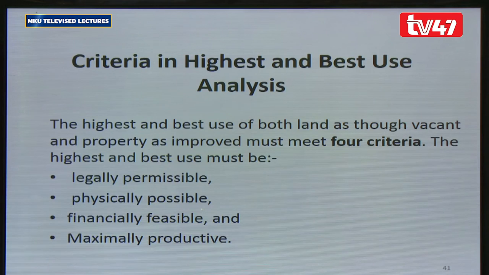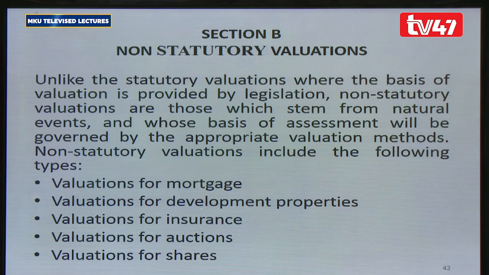Then the criteria in highest and best use of property. The highest and best use of both land as though vacant and property as improved must meet four criteria. It must be legally permissible, physically permissible, financially feasible, and maximally productive.